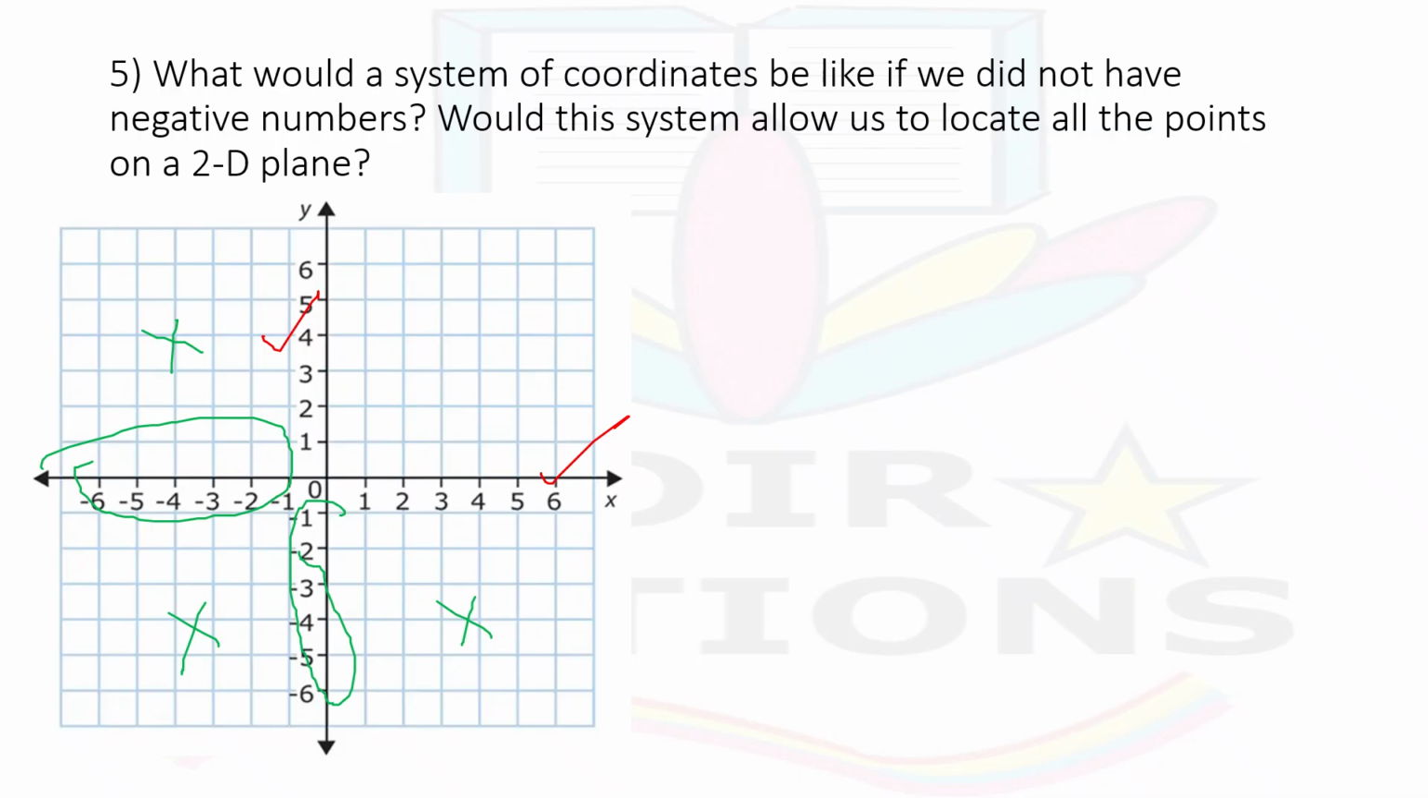So in a 2D plane, only the first quadrant points you can mark. If you get any point like a second quadrant point, third quadrant or fourth quadrant point, we cannot plot it on this Cartesian plane. So what is the answer? It doesn't allow us to locate all the points on a 2D plane, but it will allow us to locate only the first quadrant points. Only positive points we can locate. Other than that, we cannot locate. So this is the answer for this question.